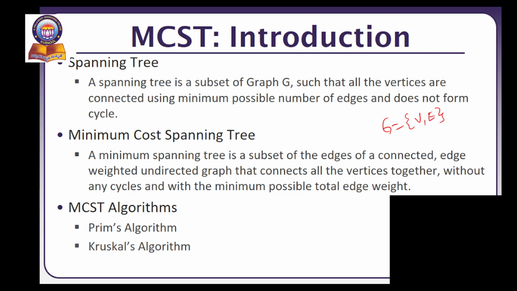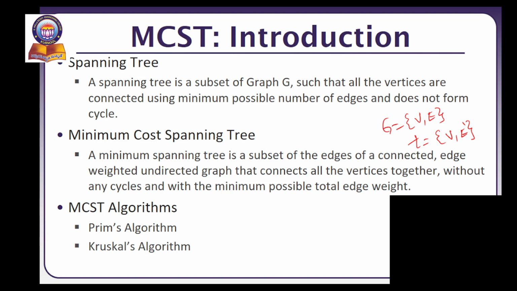A subgraph T equal to V comma E dash of the graph G is a spanning tree of G if and only if that particular subgraph that is formed is a tree. So a greedy method to obtain a minimum cost spanning tree builds this edge by edge. When you consider the two algorithms, we have Prim's algorithm and Kruskal's algorithm.